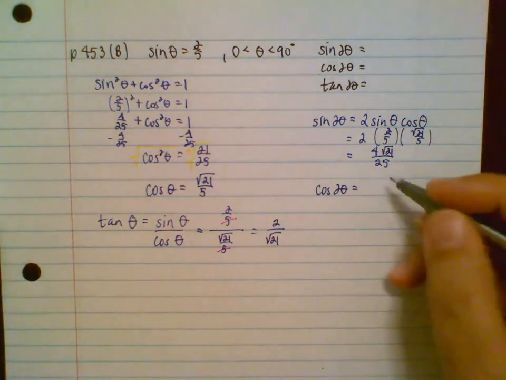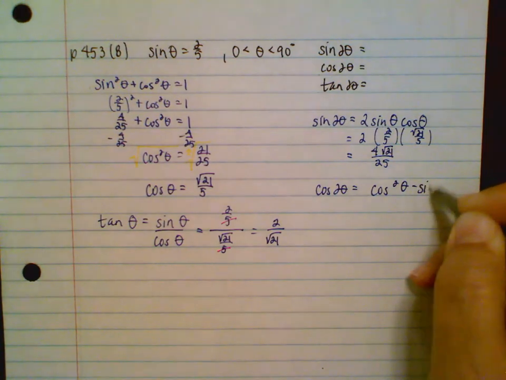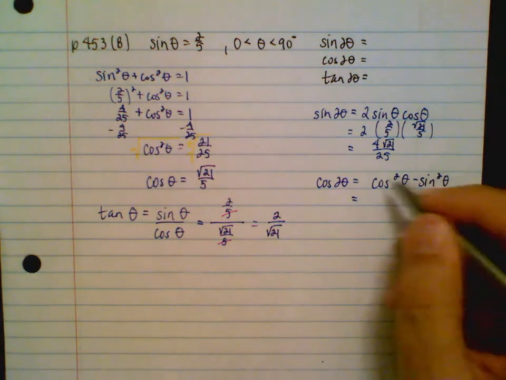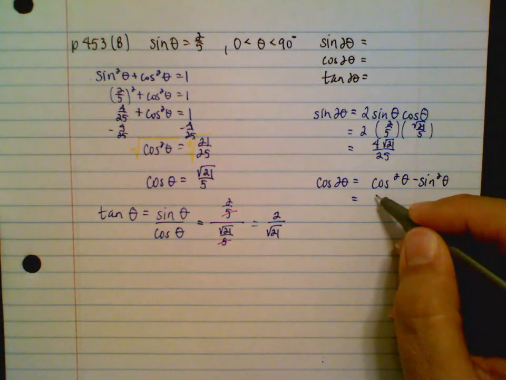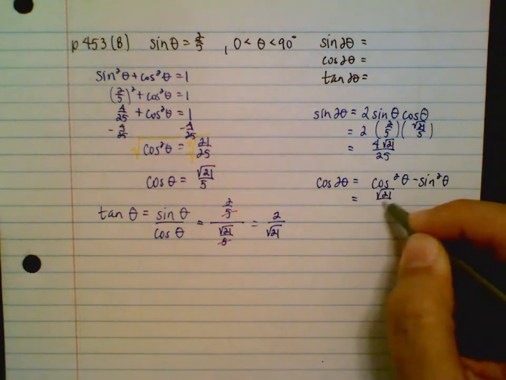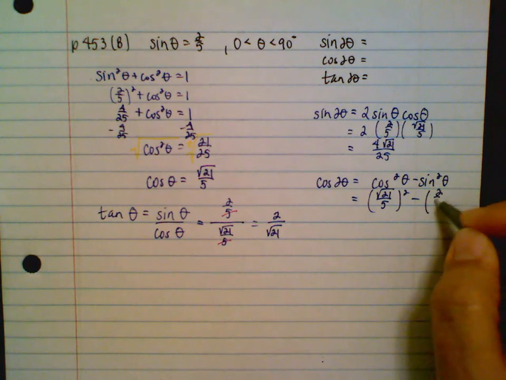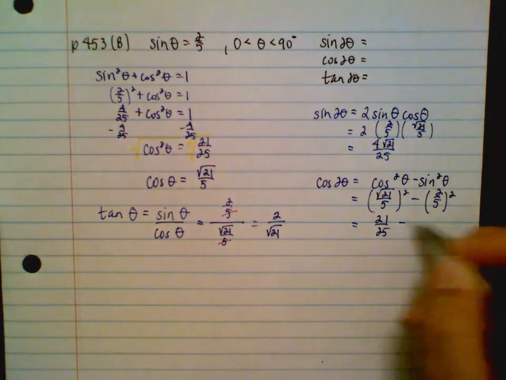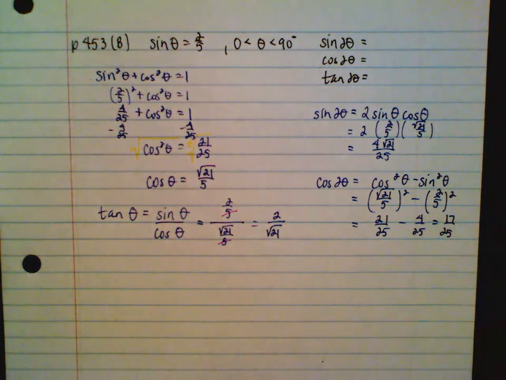The cosine of 2 theta, it's the cosine squared of theta minus sine squared theta. Okay. Oh, let's use a different one. No, let's just finish this. So the cosine of 2 theta is the square root of 21 fifths squared minus 2/5 squared, and that's 21/25 minus 4/25, which is 17/25.